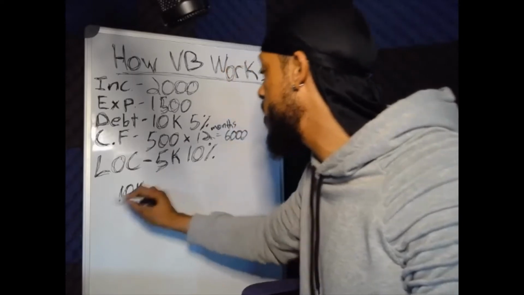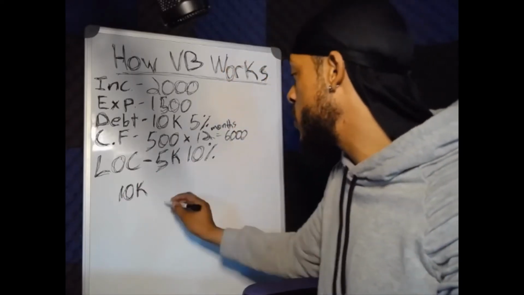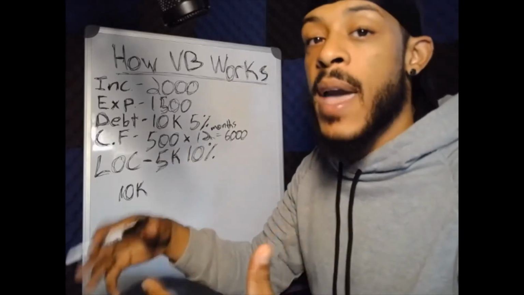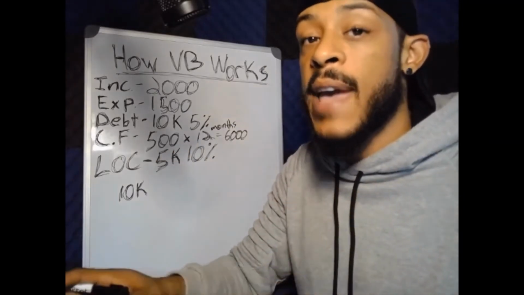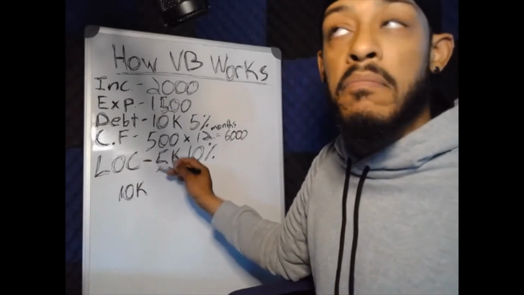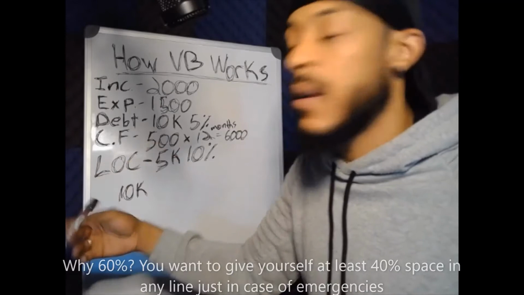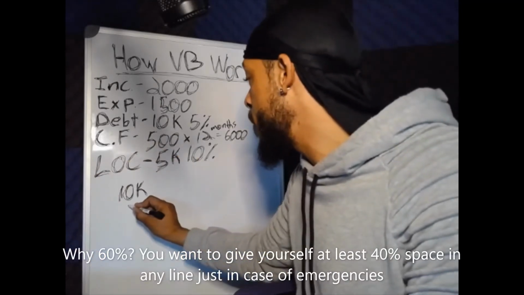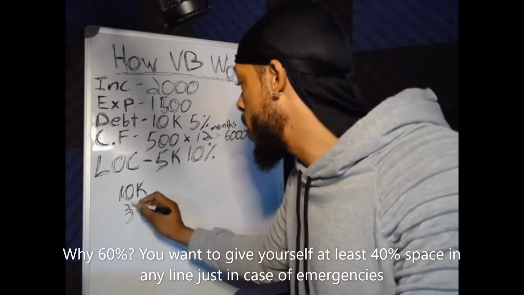We're trying to pay this off as fast as possible. So I would take not the whole 5K because you never want to max out a line of credit. Never. What I would suggest is taking out let's say 60%, right? 60% of 5,000, you take out 3,000.